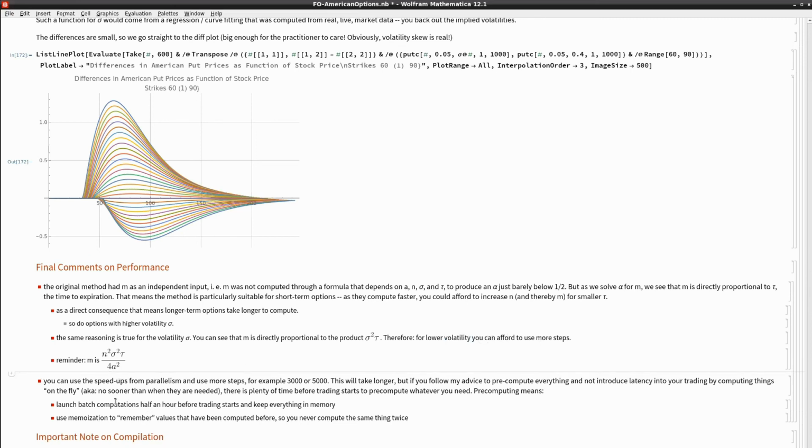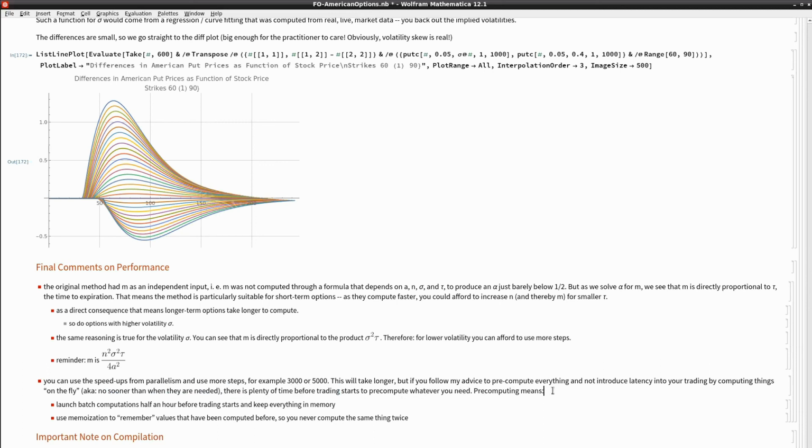Okay? And you can also use the speedups from parallelism to use more steps, for example, 3000 or 5000. So this will definitely take longer, but you get more precision. And if you follow my advice to pre-compute everything and not introduce latency into your trading by computing things on the fly, that means no sooner than when they are needed, which means you're always lagging behind, then there's plenty of time before trading starts to pre-compute whatever you need.